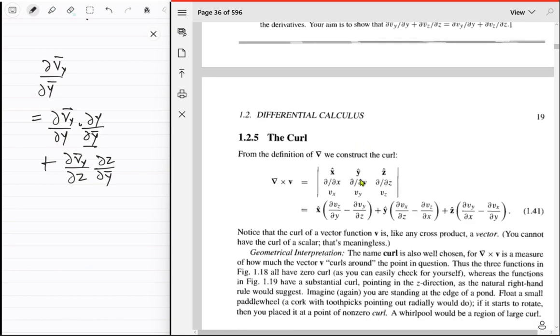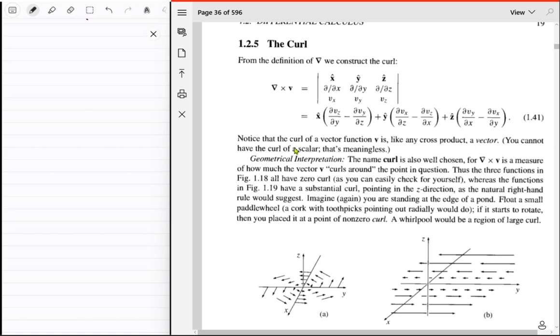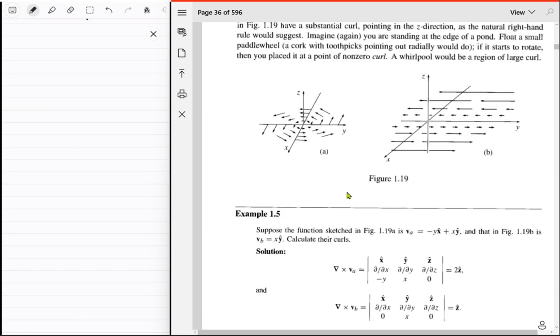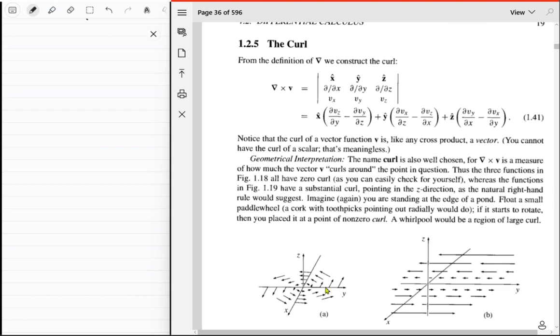Okay, next, the curl. In the definition of del, we construct the curl. Notice the curl of a vector. Whatever, you already know this. So this intuition that it's how much it's swirling around, that is kind of not the way to define it, right? Curl shouldn't be a measure of how much it's curling. No, because that's like saying that temperature is the degree of hotness and coldness. We still don't know what exactly curl is.